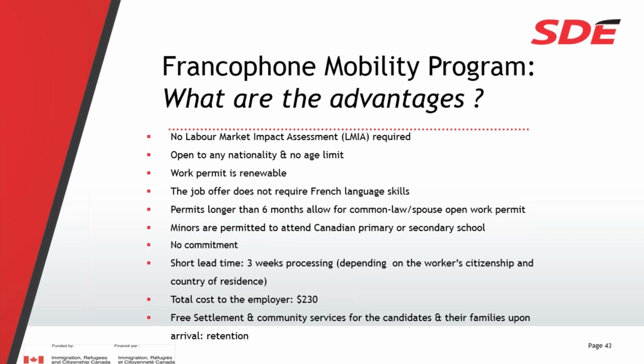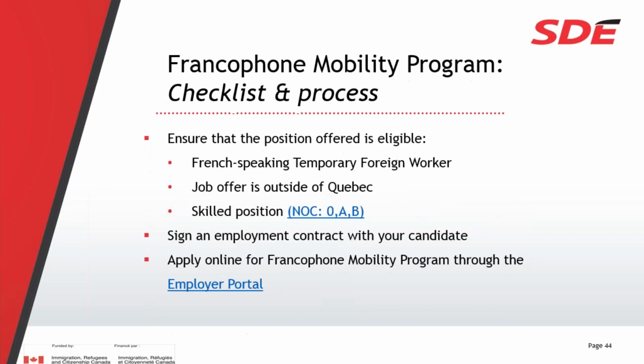There's no commitment, so if it doesn't work with the candidate, you can change. There's also a short lead time, 3 weeks processing, but of course it depends on the citizenship and the country of the candidate. You can check directly on the IRCC website. The cost is only $230, so it's pretty cheap. And of course, our settlement and community service is here to help the candidate and their family to be welcome in BC and stay in BC.